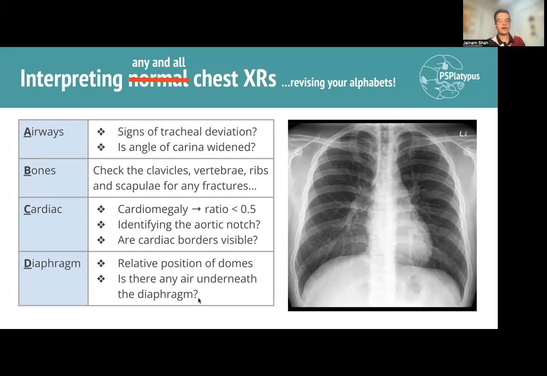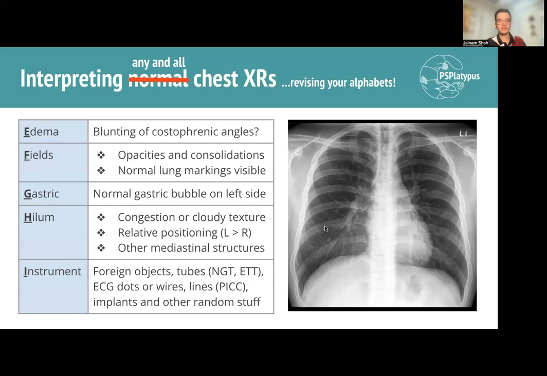And then, is there any air underneath the diaphragm? That can be a sign of pneumoperitoneum. So when we get to abdomen, you will quickly realize that there are many places in the GI tract where you can get perforations, gas can escape, and because gas is quite low density, it'll rise up and settle underneath the diaphragm, and you can really easily see that, generally on the right-hand side because it's a bit higher up. Now we come to the next couple of letters.